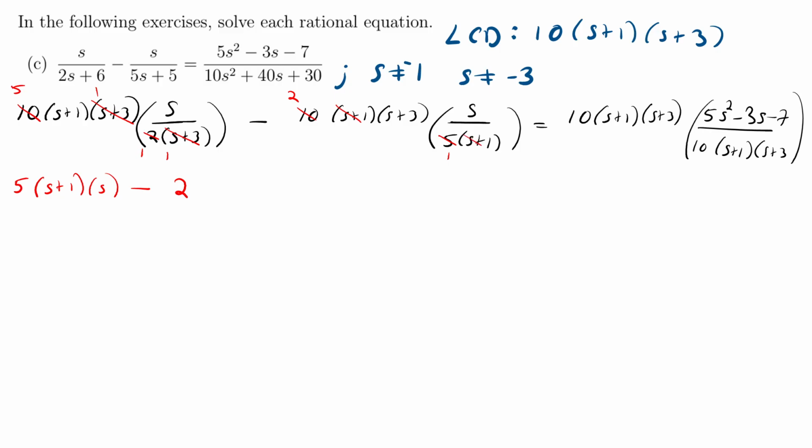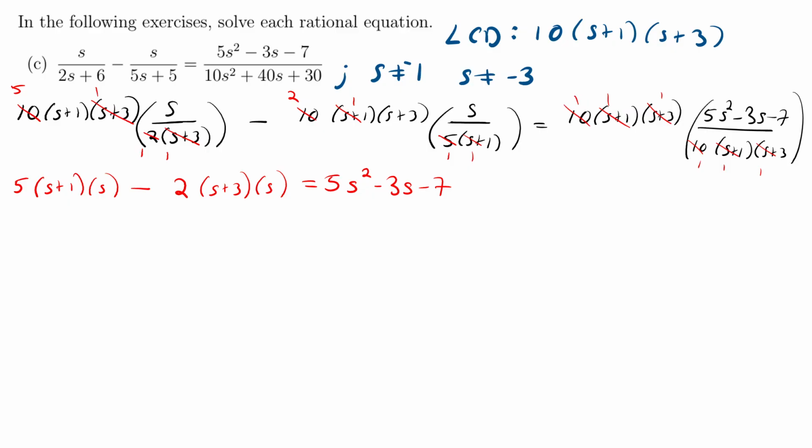S plus 1 are going to cancel. I'm left with an s plus 3 and an s equals, and then on the right here I've got 10 and 10, that's a 1 and 1. S plus 1, s plus 1, s plus 3, s plus 3. So I'm left with 5s squared minus 3s minus 7. And it looks like now we've got a quadratic that we're going to have to solve.